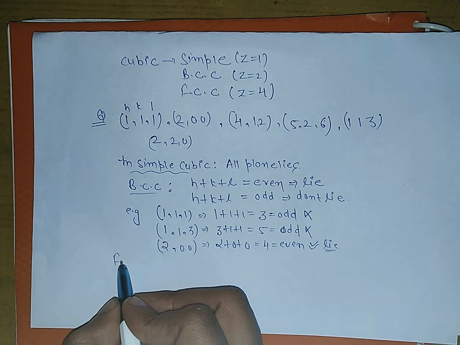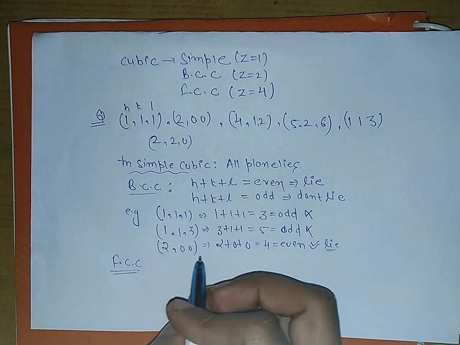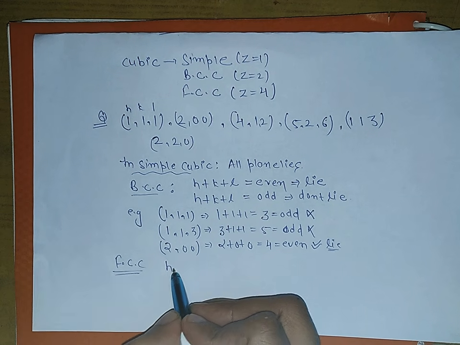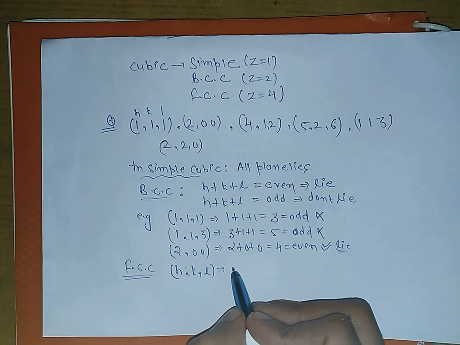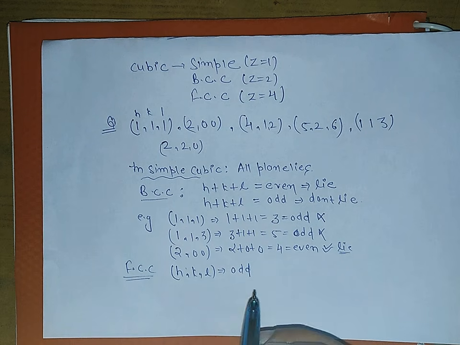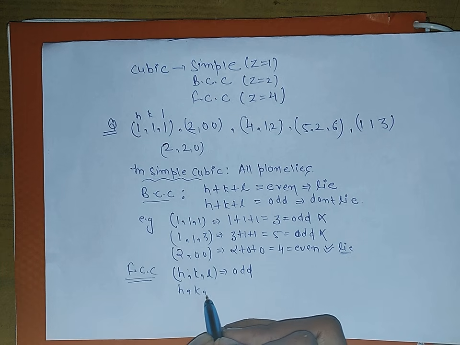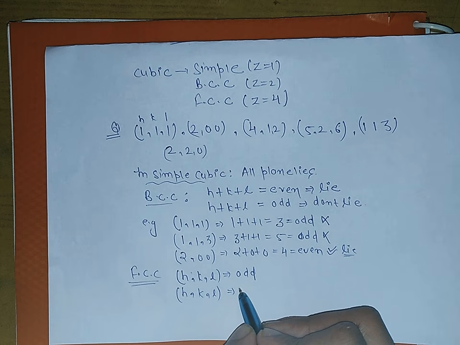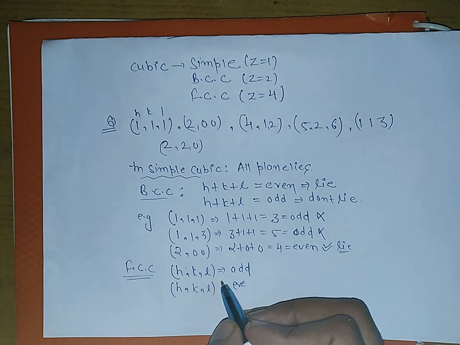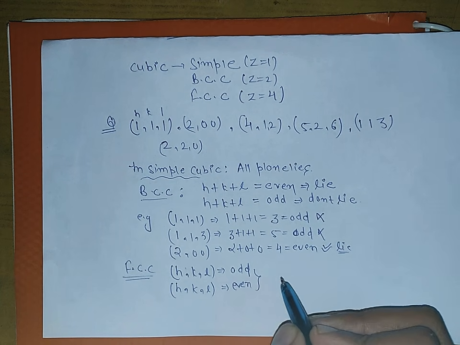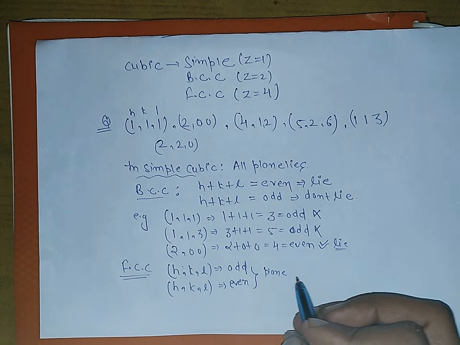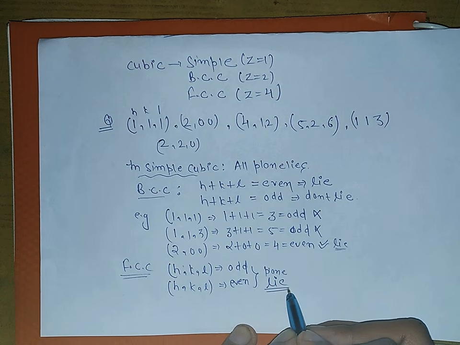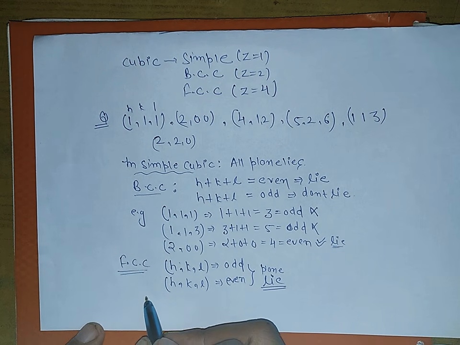Now for FCC, if all the HKL values are odd, or if all the HKL values are even, then in both cases the plane will lie. Example, I am taking an example.